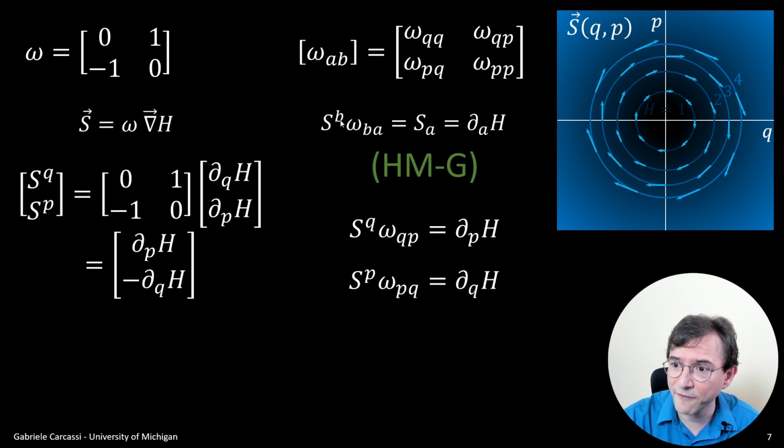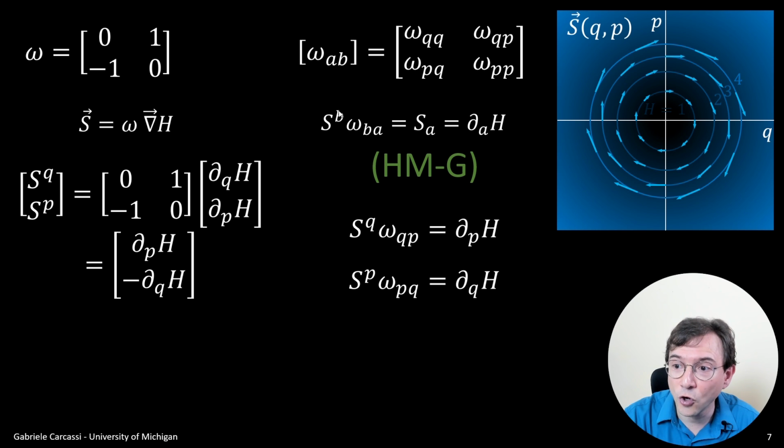And so what you have is that this S_B is the displacement field, where B spans Q and P, the different components. And then we contracted with this matrix here, the B here with the first index of omega. And you can think of this as a lower A, the rotated field. And this is going to be equal to the gradient of H.